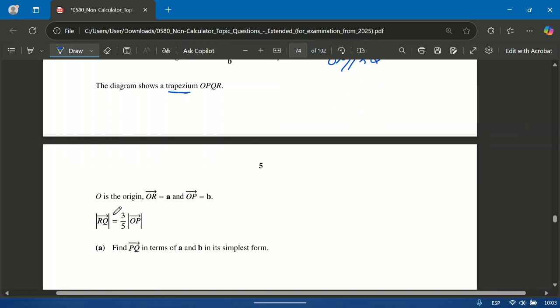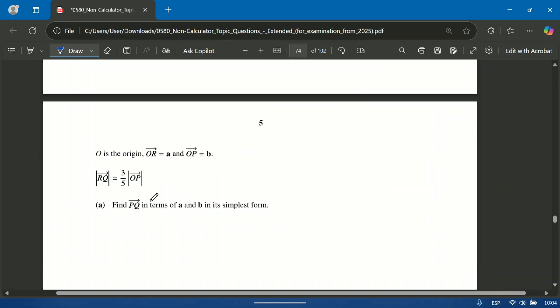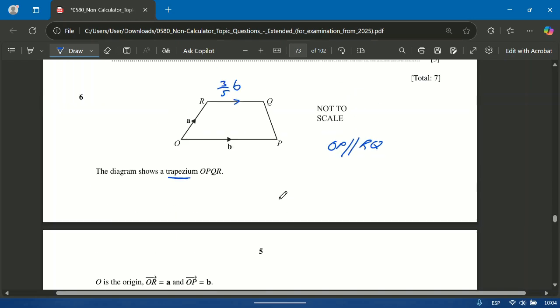And this means the magnitude, the length of RQ, equals 3/5 of the length of OP. So RQ is 3/5 of OP. And if OP is B, that means RQ, because it's parallel, is 3/5. Because parallel vectors are the same. So that tells us RQ is 3/5 of B. Right, so then it tells us find PQ in terms of A and B.